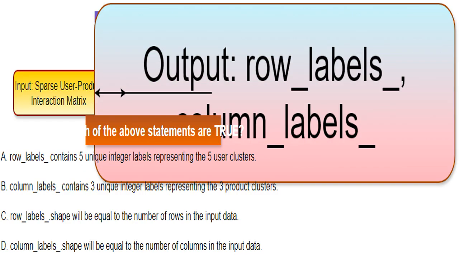After the algorithm runs, I get 2 outputs. row_labels_ and column_labels_. row_labels_ tells me which cluster each user belongs to. And column_labels_ tells me which cluster each product belongs to.